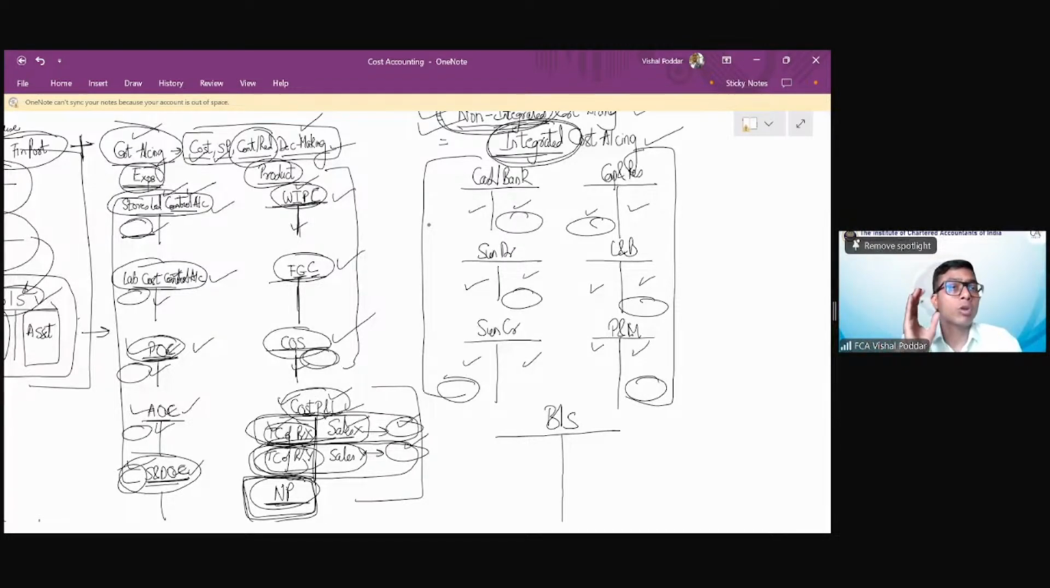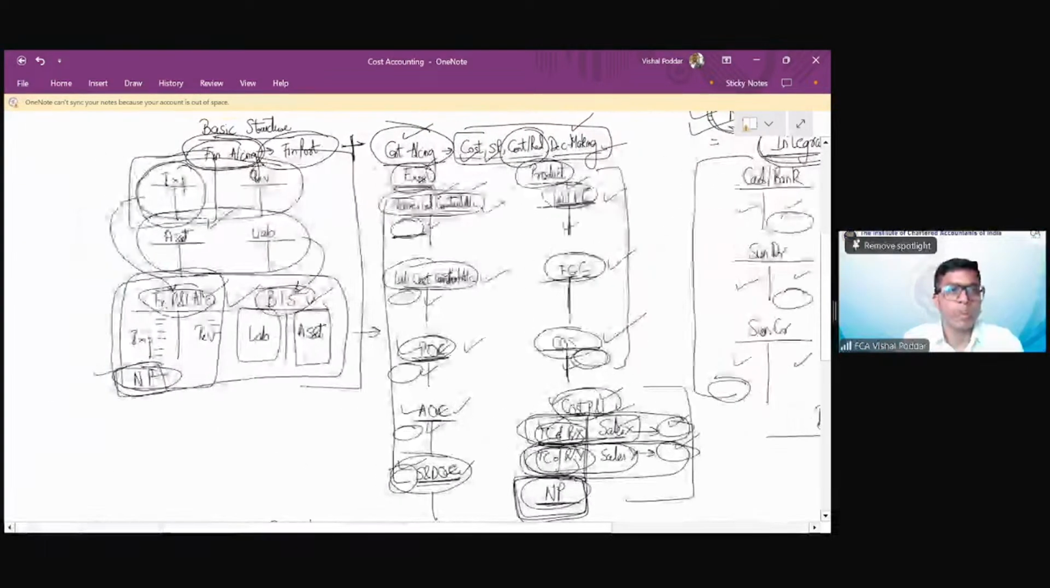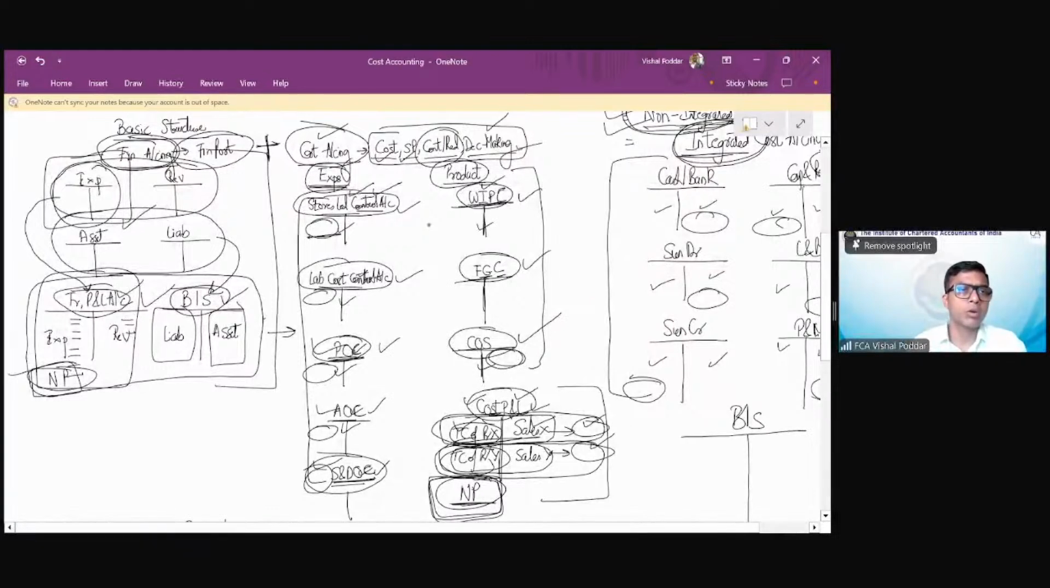So you have the non-integrated approach where you already have all these accounts prepared in your financial books. You have already this financial trading P&L drawn. You have the balance sheet drawn. So this is already done because financial books are anyways prepared by everyone.